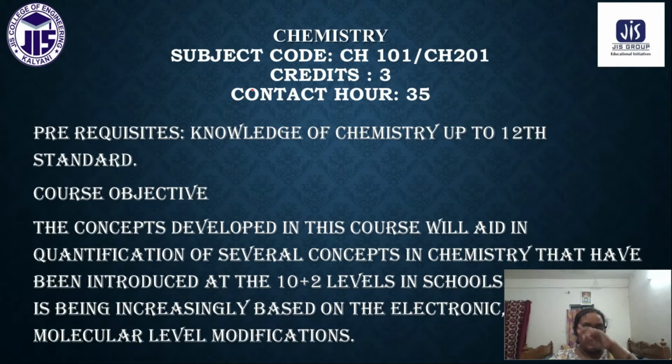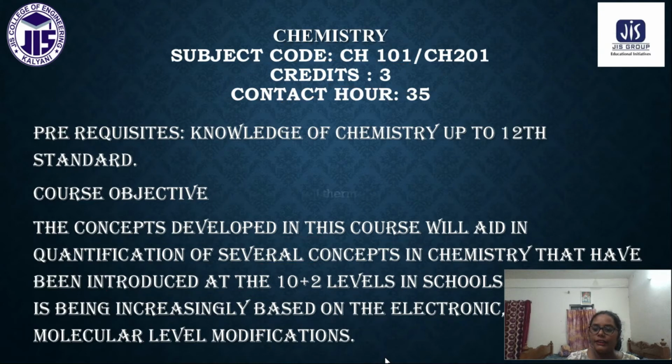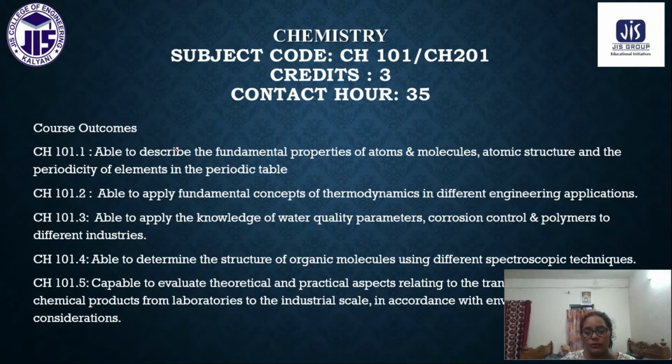So the subject name is chemistry, the subject code is CH101 or T201, the credit is 3 and the contact hour is 35. These are some of the course objectives that we have. The concept developed in this course will aid in quantification of several concepts in chemistry that have been introduced at your 10+2 level in school, and technology is being increasingly based on electronics, atomic and molecular level modifications. These are some of the course outcomes for our course.